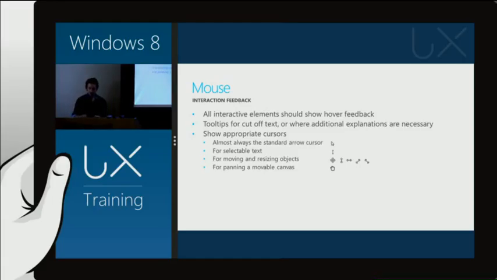And then for cursors, the main thing to know here is you're pretty much always going to want to use the standard arrow cursor. Don't use the pointing hand link selector cursor in your apps. That's a browser metaphor that we use there. And then for text selection, there's the I-beam. And then for moving and resizing objects, what you expect. And if you do have app areas where you can drag content around, then you can use the grabby hand. So again, it's pretty much what you expect.